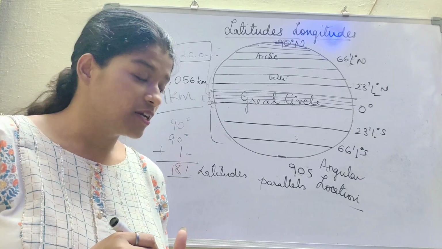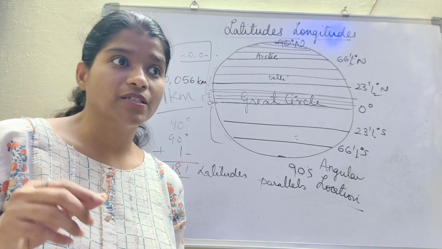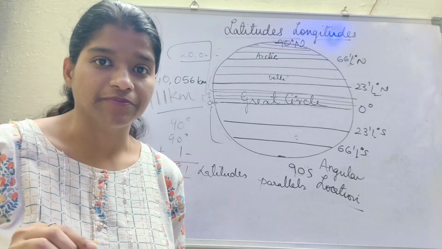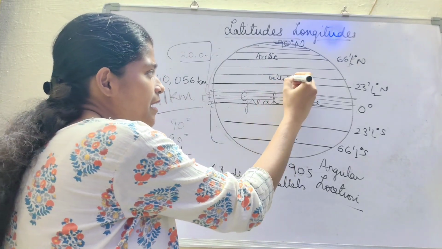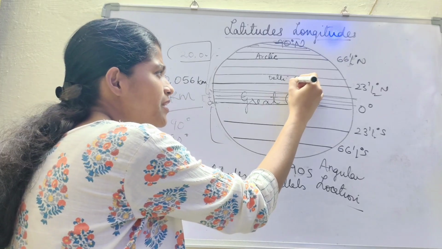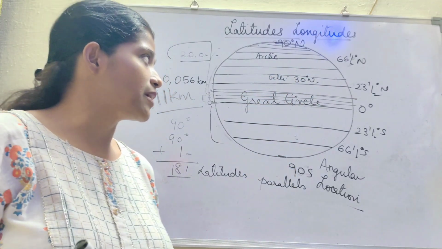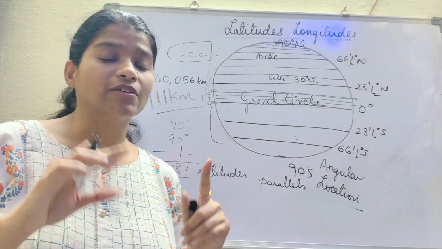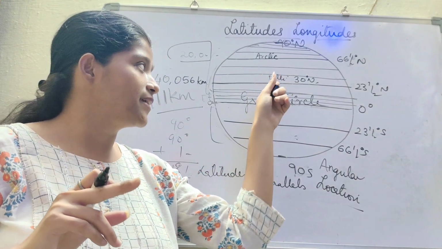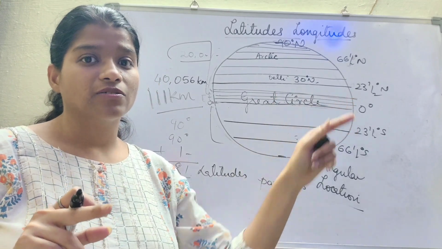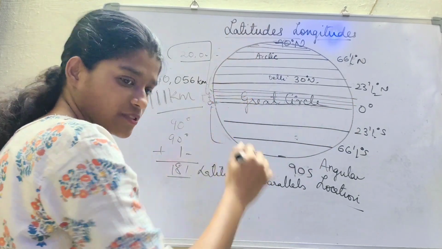Next important thing, with the help of latitudes we can see the distance of any place from the equator. Suppose Delhi lies around 30 degree north latitude. So if I am asked to calculate the distance of Delhi from the equator, how will I calculate this? First I will write this.